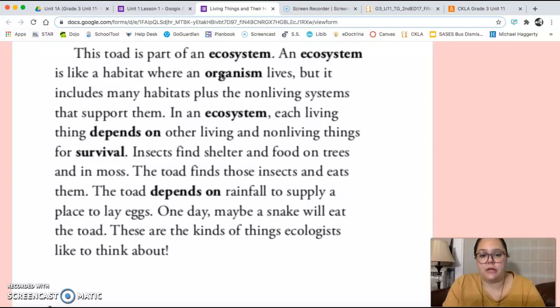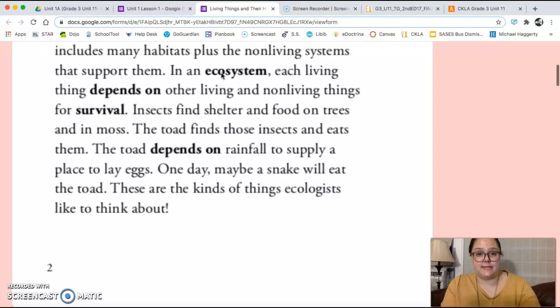Insects find food and shelter on trees and in moss. The toad finds those insects and eats them. The toad depends on rainfall to supply a place to lay eggs. One day, maybe a snake will eat the toad. These are the kinds of things ecologists like to think about.